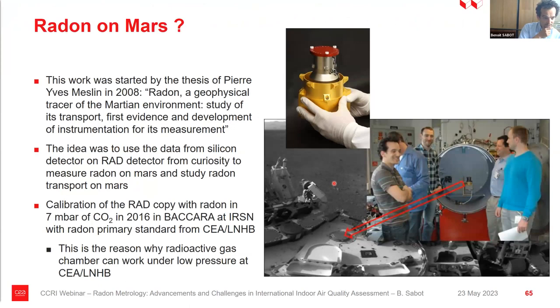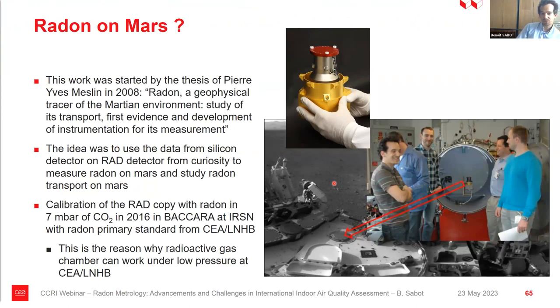One of the first funny things I did is that, in fact, we calibrated a detector that is on Mars. In fact, it's on the rover of Curiosity. And the idea is because radon can be very useful to understand the process of transportation of noble gases in rock. And it can be used as a geophysical tracer on the Martian environment.